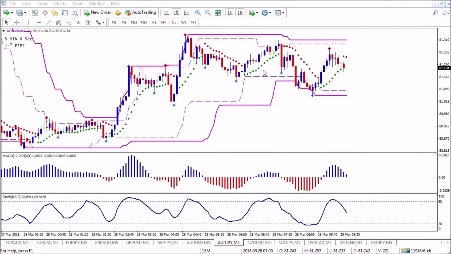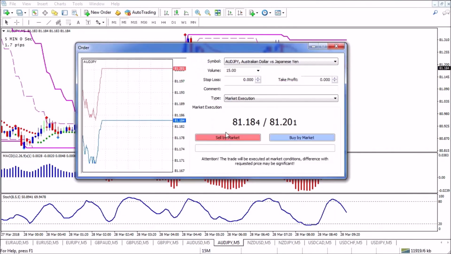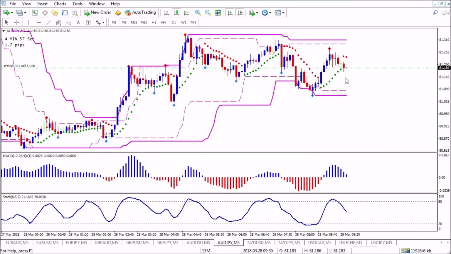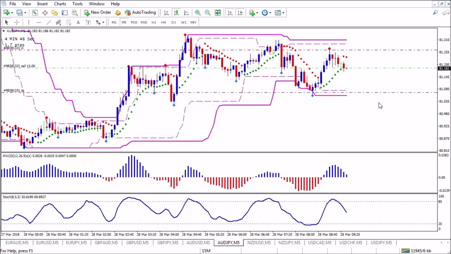On the Australian dollar Japanese yen, I got a short signal. Now, we've got the signal to sell, and the stop loss is placed, and the take profit is placed. Now we've got a trade. So we've got a bias to go short, and I'm looking for a fairly easy trade on this one.